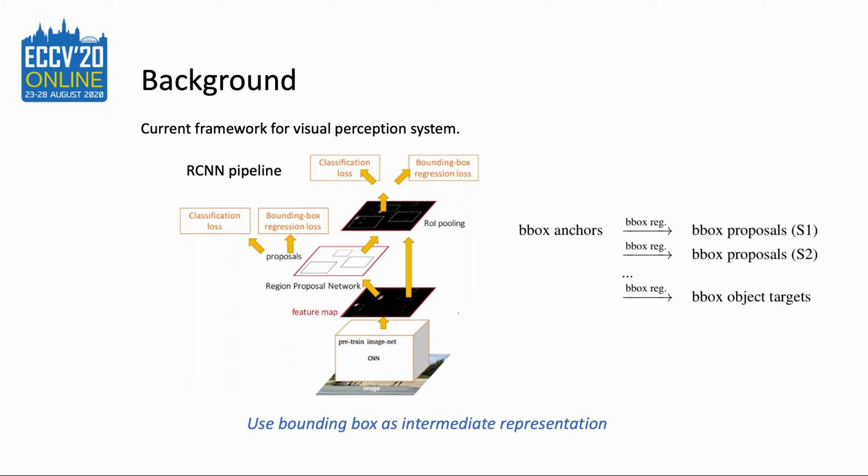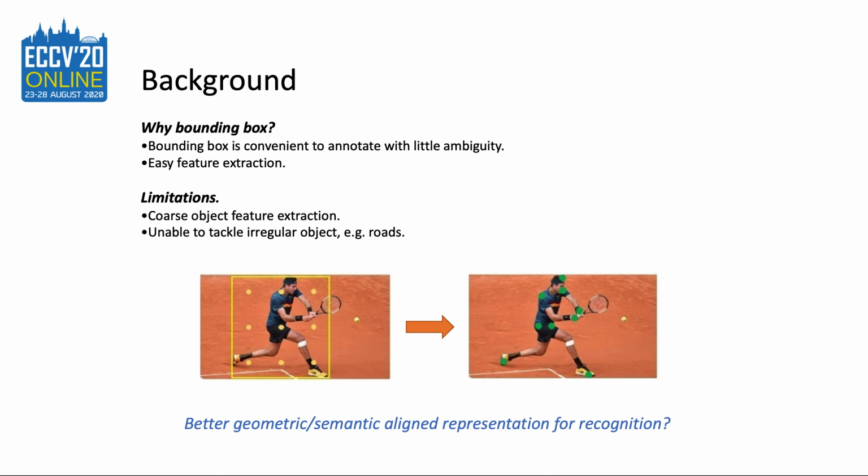In the whole pipeline, bounding boxes serve as the intermediate representation of the object. Using bounding box representation has many benefits. It's convenient to annotate, and it's easy to extract the feature using a convolutional neural network. However, it has some limitations. First, it corresponds to coarse feature extraction. As shown in the image, many feature sampling points are distributed at background regions, where there is no rich semantic meaning. Also, it's unable to represent irregular objects like ropes.